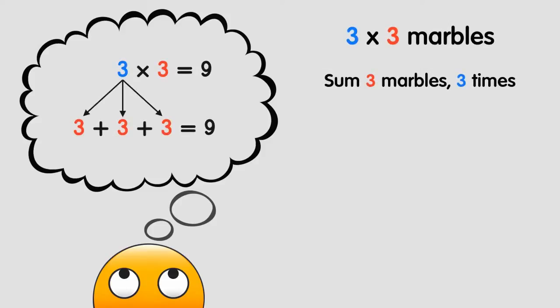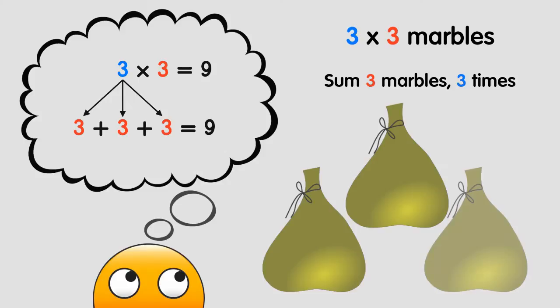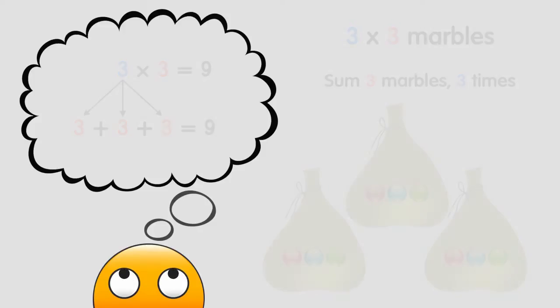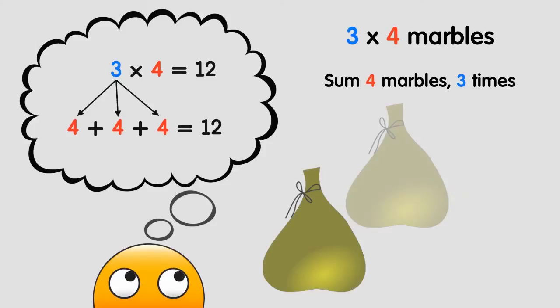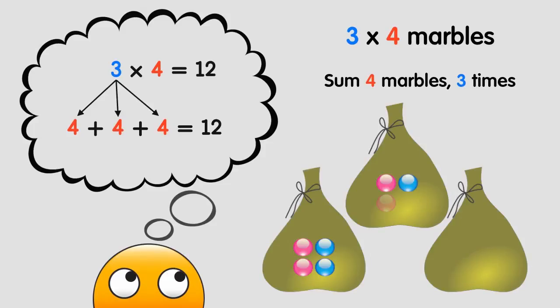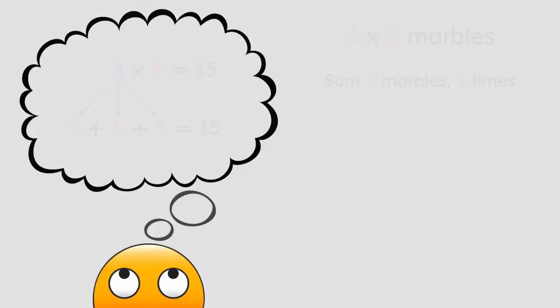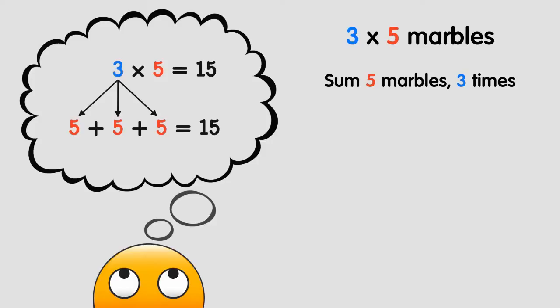Three multiplied by 3 is the same as adding 3 copies of 3 together. Three multiplied by 4 is the same as adding 3 copies of 4 together. Three multiplied by 5 is the same as adding 3 copies of 5 together.